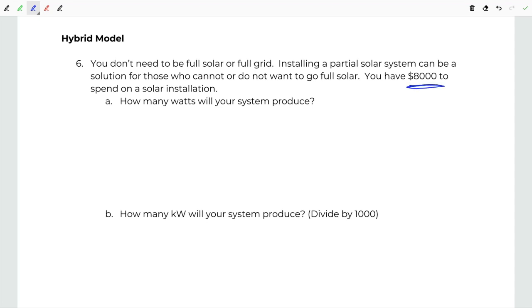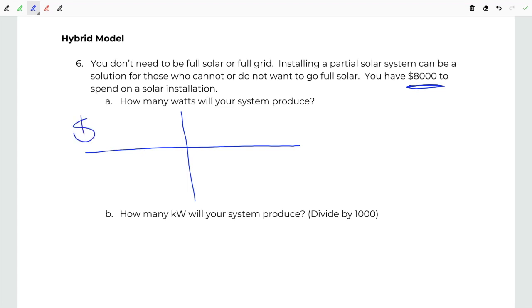It could be a $2,000 installation. You could add a solar panel each year as you find the money to do that. Those are a lot more complex systems to look at, and we're looking at linear systems right now. So we're not going to discuss that at the moment. So we're discussing if you have $8,000 to spend, we want to know how many watts your system can produce. And again, we're going to produce these railroad tracks.